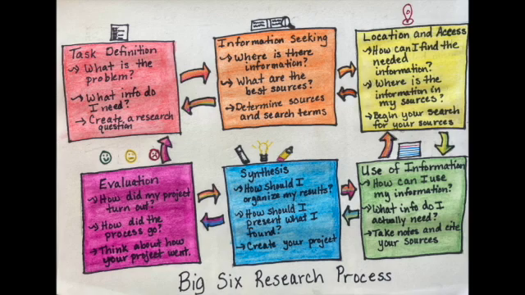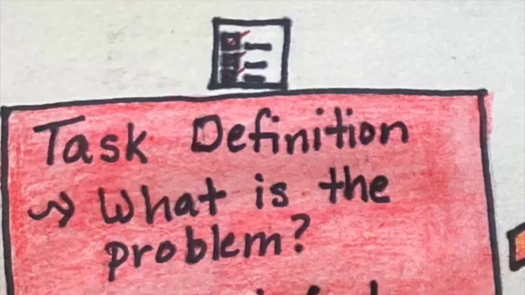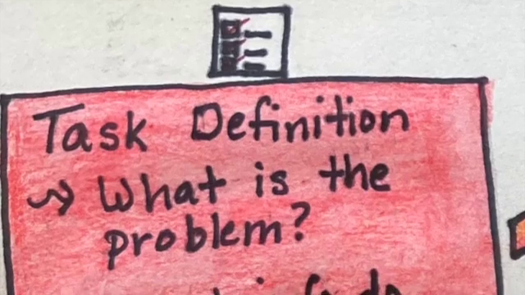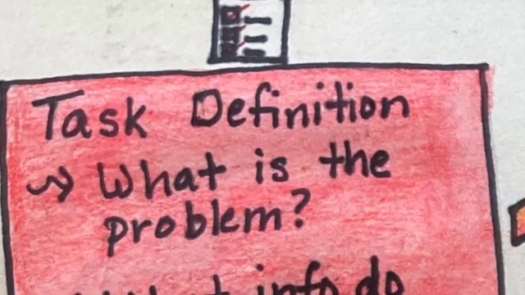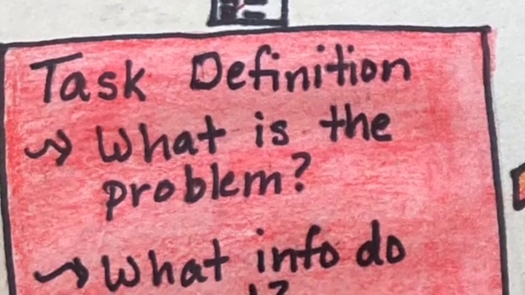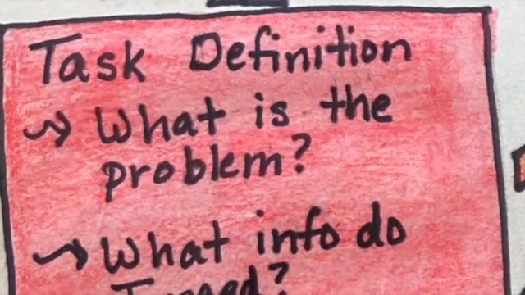One thing to remember is that while generally you will start at step 1 and go through step 6, it is also useful to remember that sometimes when you are doing research, you will go back to an earlier step in the process. The first step in the Big Six process is task definition. So step 1, or task definition, the questions you want to answer in that step are: what is the problem? What info do I need? And then the task you'll complete is create a research question.